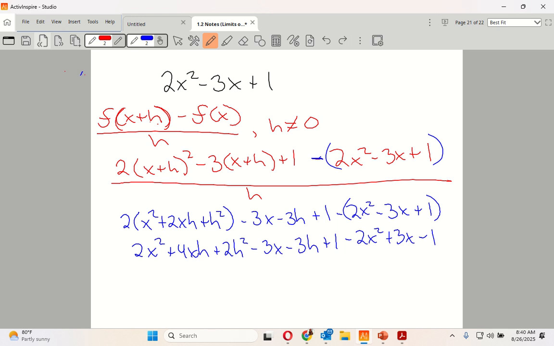So let's go ahead and combine like terms. As I combine like terms, I'm going to start just crossing stuff off. I have 2x squared and a negative 2x squared. I have a negative 3x, and I have a positive 3x. I have a positive 1, and I have a negative 1. Right?